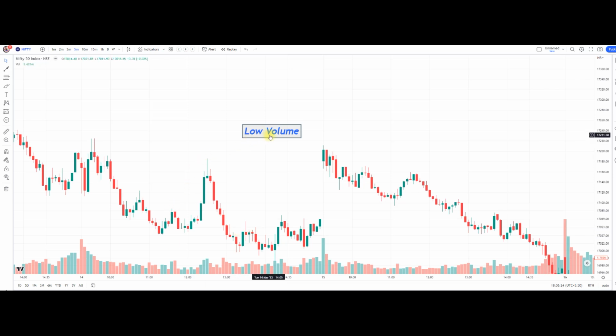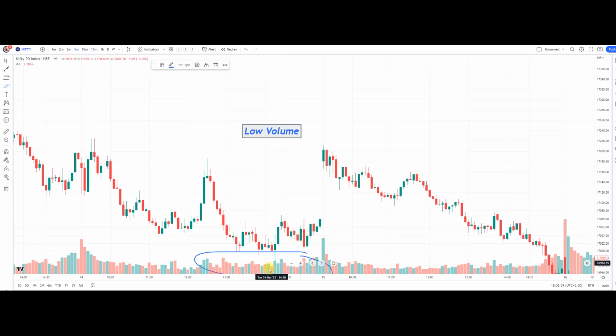Now the volume is low, that is, there is low volume. Okay, so here we can see the volume is low. And when you see the candlesticks also, there is no move in the market, that is, price is like in the consolidation phase.